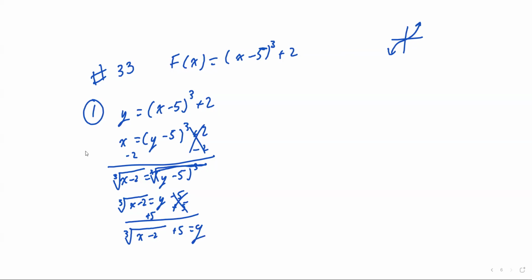So technically, I guess I should put it here. This is when we start solving. And then I'm going to rewrite it with an f -1 of x, which again will be the cube root of x minus 2 plus 5. Alrighty. Let's keep trucking along. Let's look at number 35.